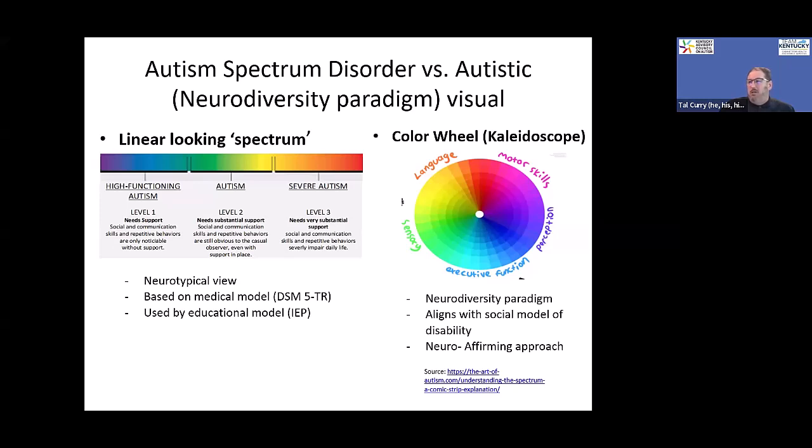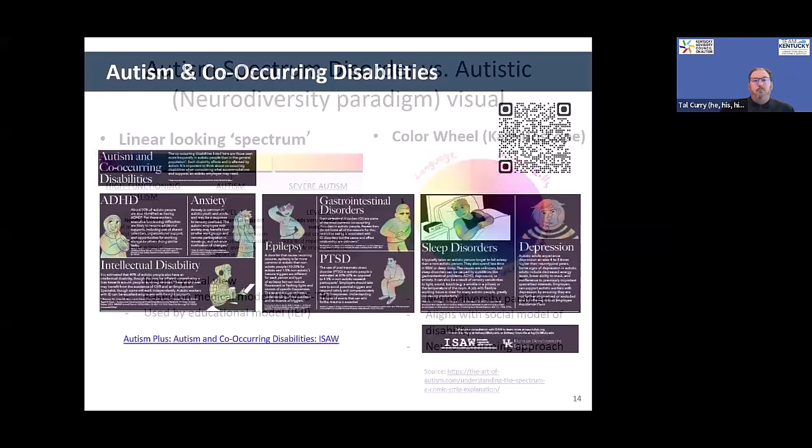Language, motor skills, executive functioning, and sensory issues are all different. And this embraces more of the neurodiversity paradigm. It aligns with the social model of disability, which is very different than the educational or medical model. And it also comes from a neuroaffirming approach. If you'd like to learn more about the color wheel, there's a source at the bottom of the page. And I will bring up some other resources here in just a moment that may be helpful as well.